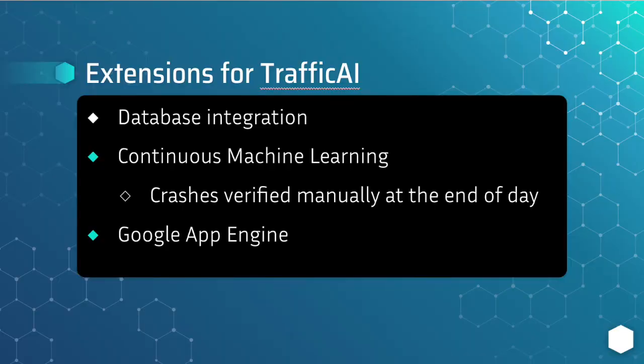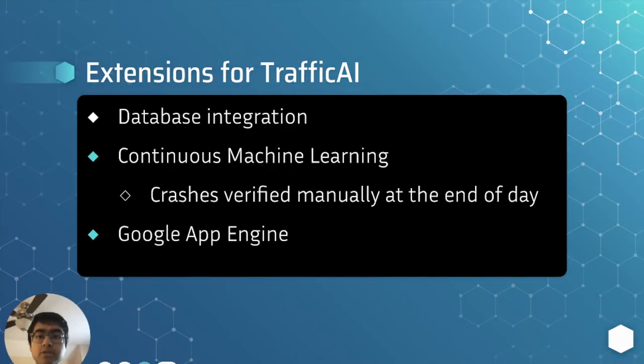Extensions for TrafficAI include integrating a database that captures data for each accident, including the time and location, and then providing this data to analysts so that they can look for patterns and further reduce the number of accidents and deaths. Another extension that can be made is continuous machine learning.